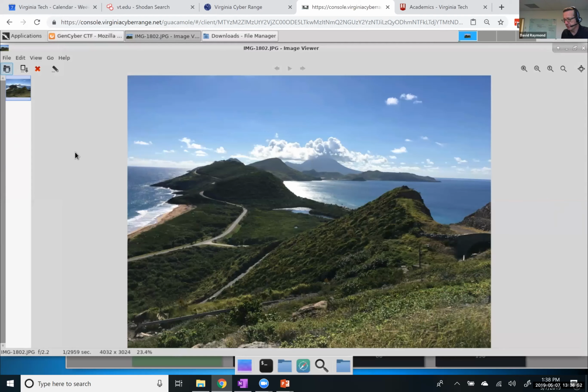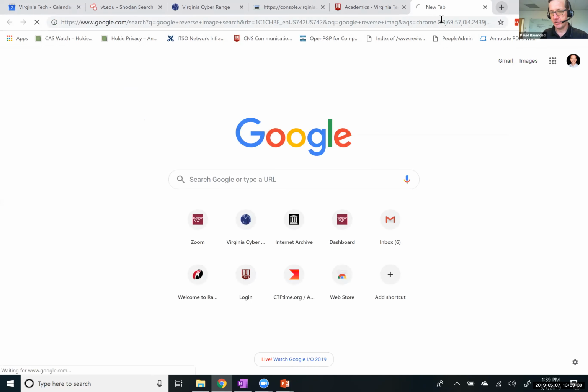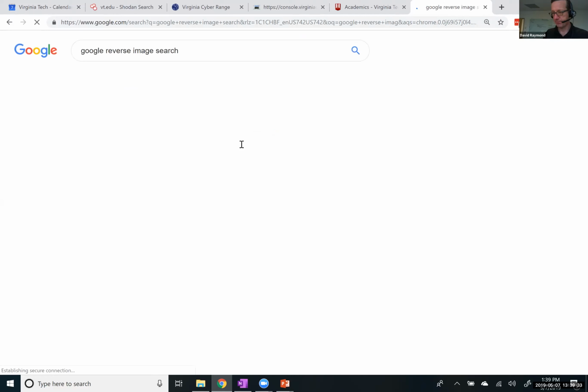And so there's a couple of approaches to doing something like this. There is a Google image search. So I could upload this. You can upload images in Google and have Google identify where that same image is on a website, right? That's probably the thing I would do first with this particular image: a reverse image search on Google. And how do you do that? Google reverse image search.